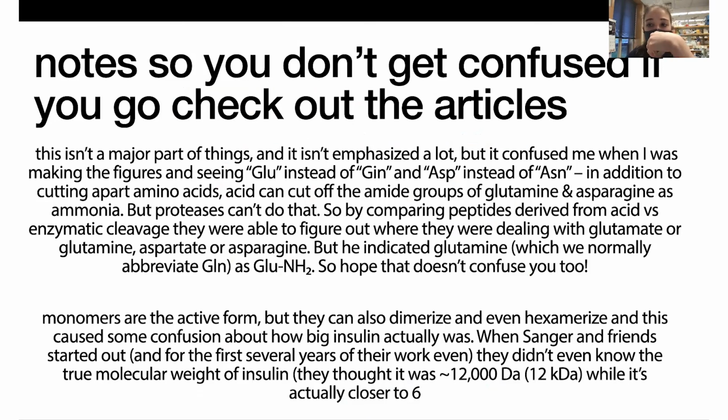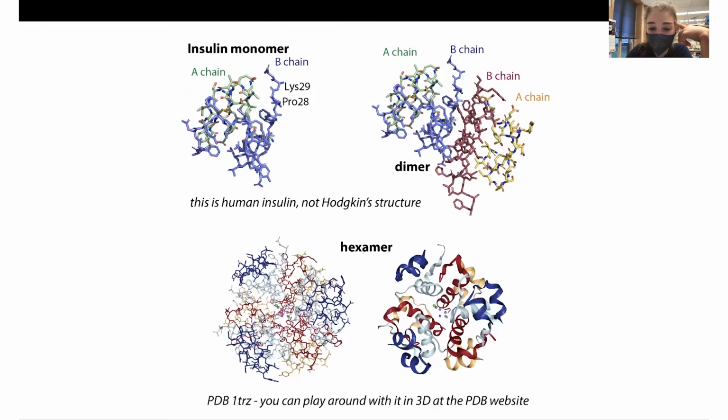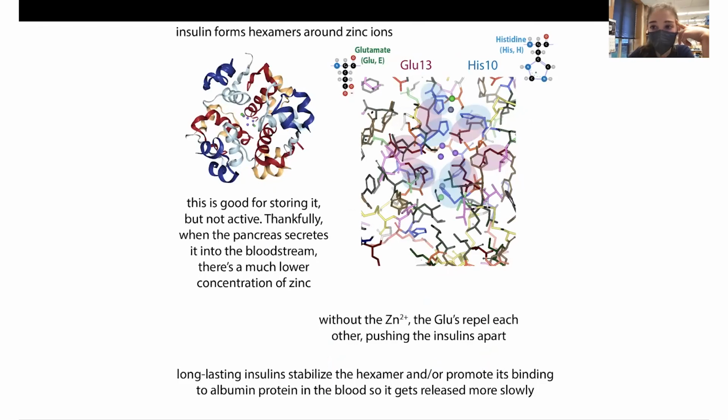And so that monomer is the active form, but it can actually dimerize and even hexamerize, so six of them stuck together. And this caused confusion, and so they thought it was like 12,000 kilodaltons. Well, it's actually closer to 6, so you might run into that being confusing in the papers. It turns out that it can form these hexamers around zinc, and more on this in my post on Dorothy Hodgkin, but it's kind of a storage form. And so with different forms of pharmaceutical insulin, they can make mutations to make it last longer in this hexamer form, or promote the release from this hexamer form in order to control the release rate.